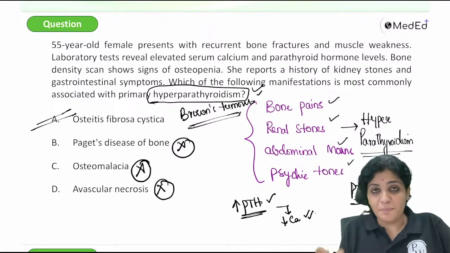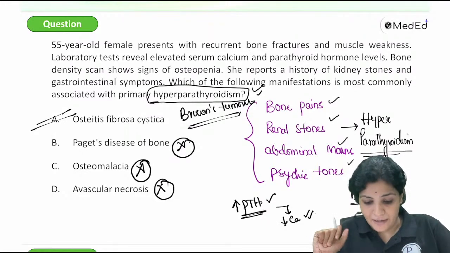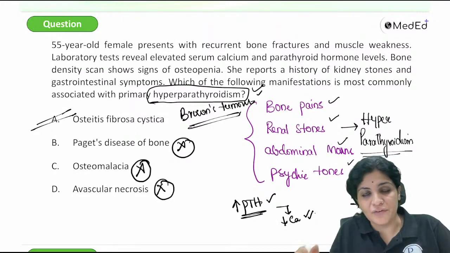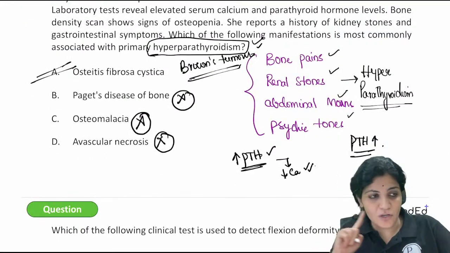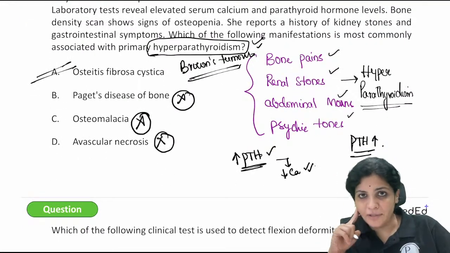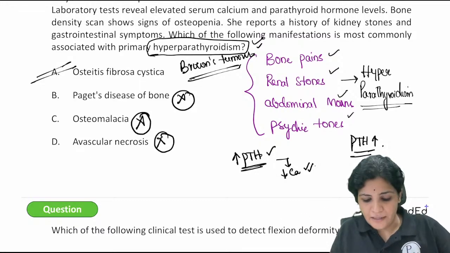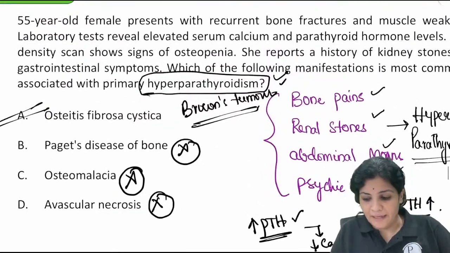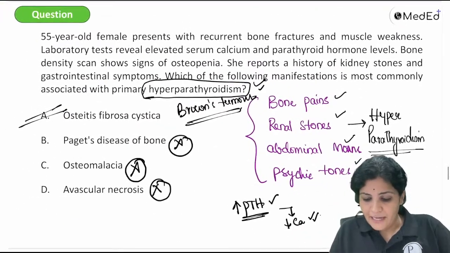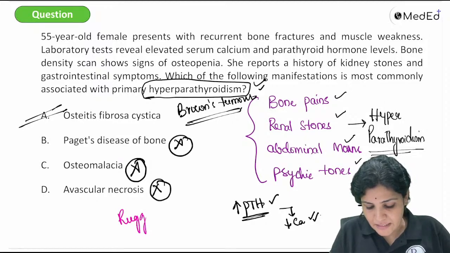So the rugger jersey spine is seen in hyperparathyroidism, right? So that is hyperparathyroidism. It is mainly because of increase in the PTH. So again, I've told you that it could be primary, secondary, because there is a decrease in the calcium, it could be increase in the PTH. Clear? So that is about hyperparathyroidism. And usually here what they ask you is about this rugger jersey spine.